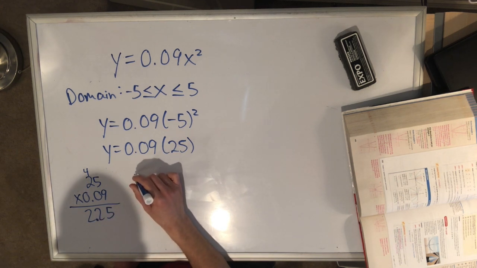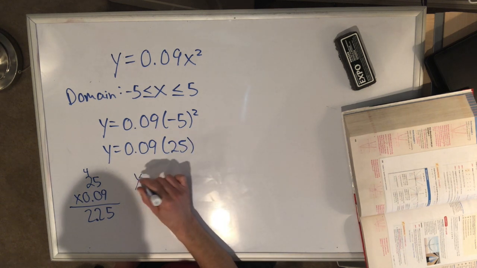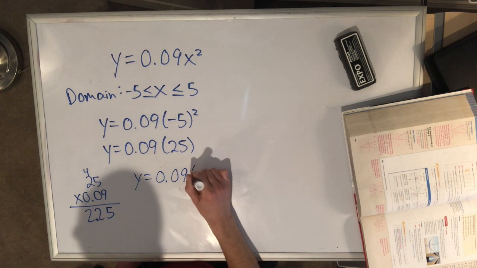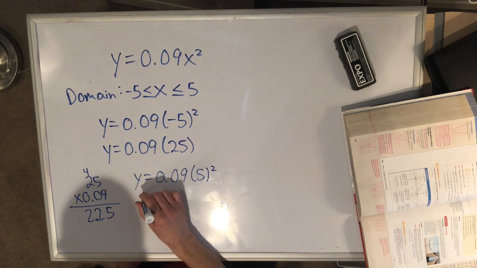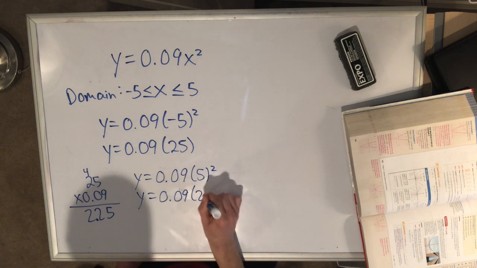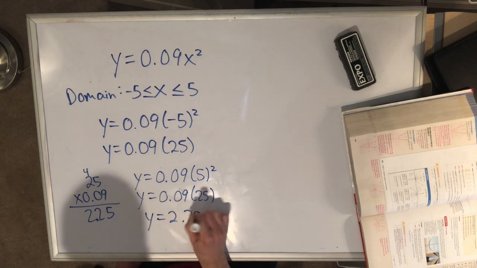And then now let's substitute in +5 for x. That's y equals 0.09 times 5 squared, which is 25. Y equals 0.09 times 25, we already figured out, is 2.25.